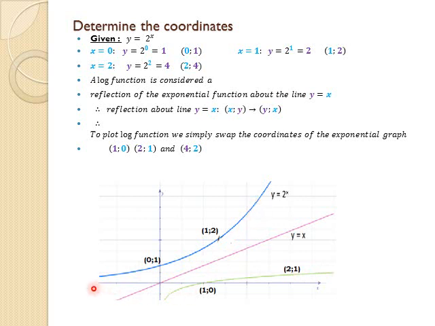For y equals 2 to the power x, there is an asymptote at that point there. It's not allowed to touch the x-axis. And if we swap, the log graph is not allowed to touch the y-axis, so there would also be an asymptote. X and y swap places.